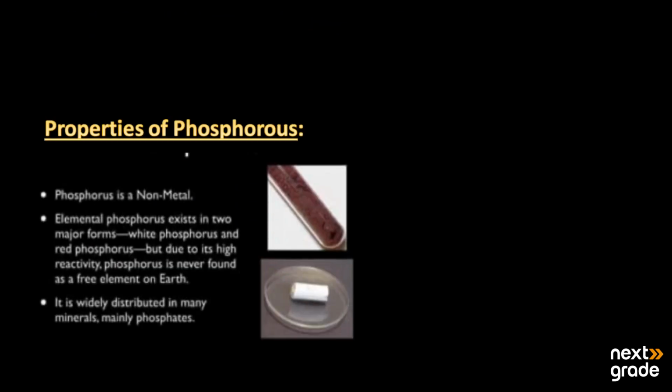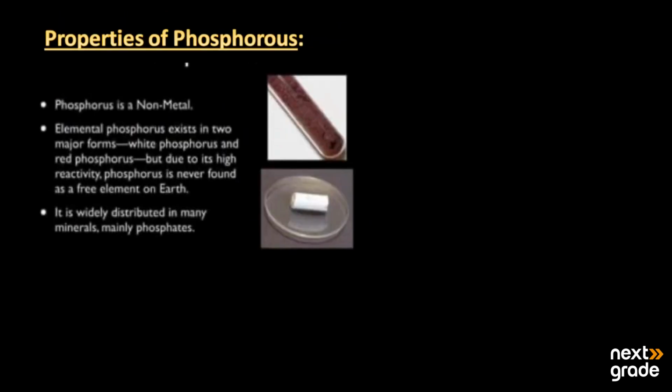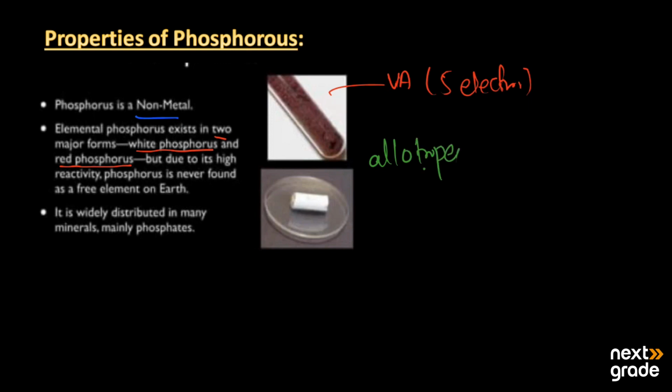After nitrogen, we have the properties of phosphorus. Phosphorus is a non-metal. It belongs to group 5A and contains 5 electrons in its valence shell. Elemental phosphorus can exist in basically two forms: white phosphorus and red phosphorus. These are called its allotropes, in which one is red and the other is white phosphorus.